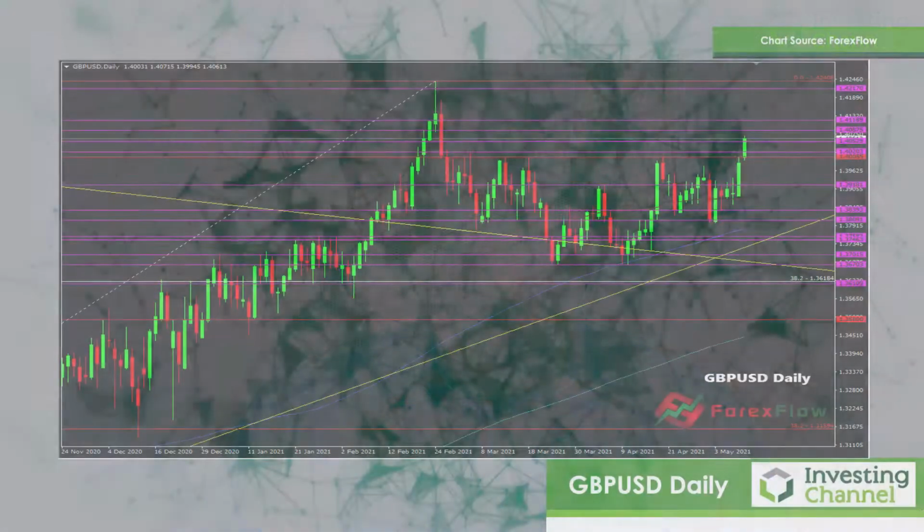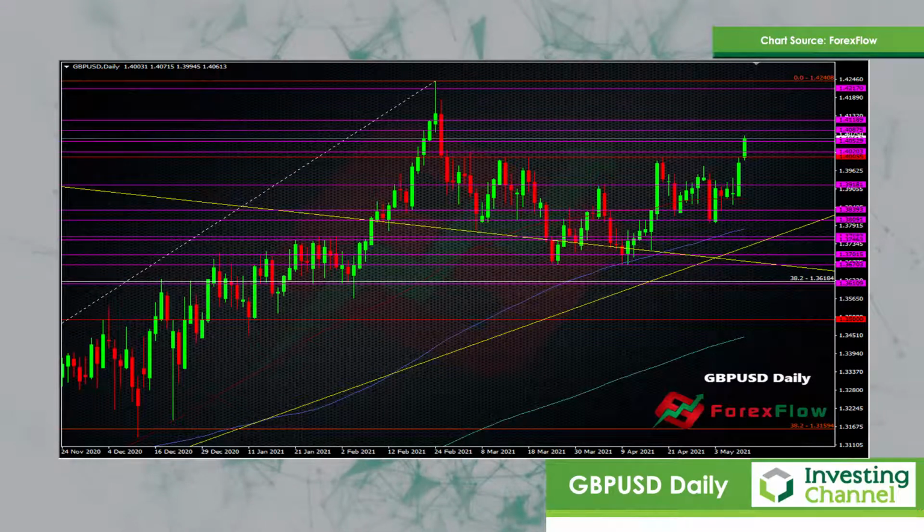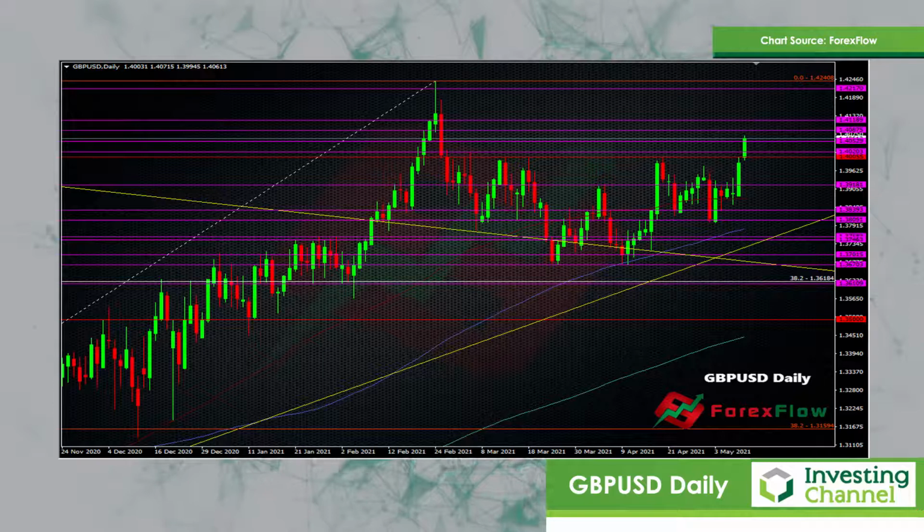Today we're going to get straight into it and a ramping pound as we start the week. I'm going to look at the cable chart, pound versus the dollar, the daily chart we're going to start off with. And here we can see, we've had a bit of a blow up.